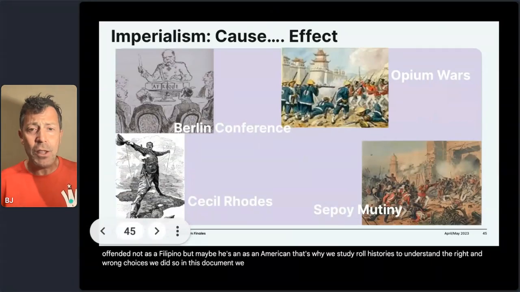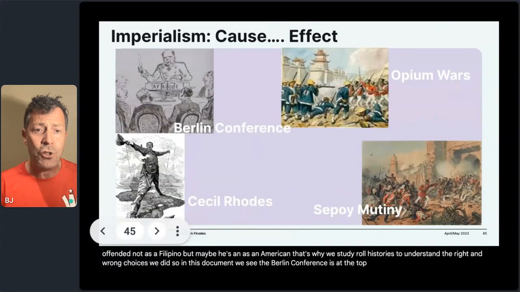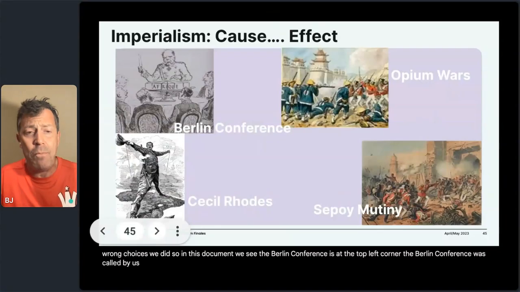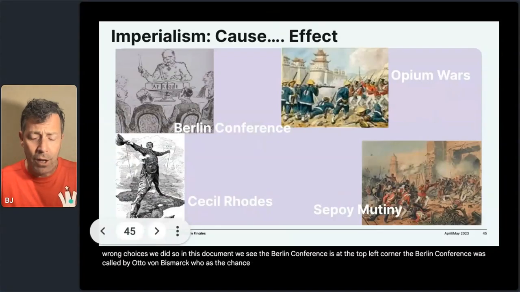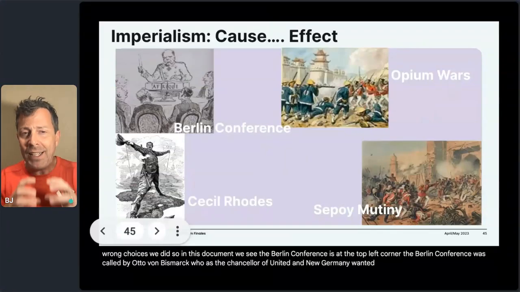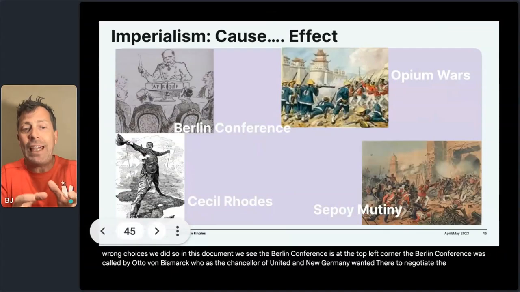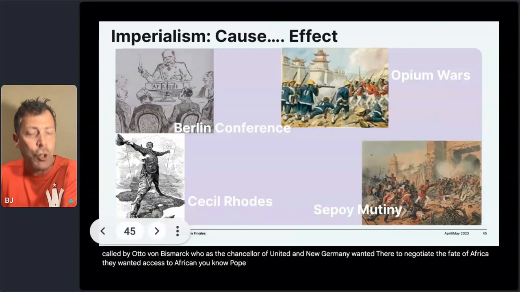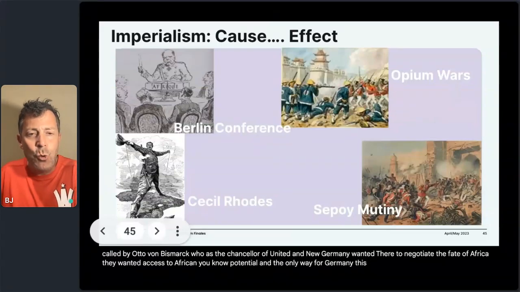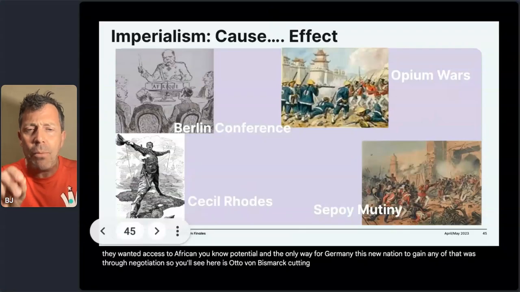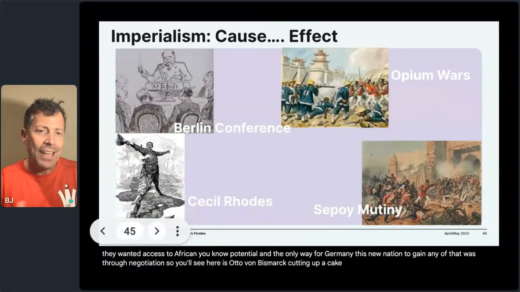So in this document, we see the Berlin Conference is at the top left corner. The Berlin Conference was called by Otto von Bismarck, who, as the chancellor of a united and new Germany, wanted to bring European states together to negotiate the fate of Africa. They wanted access to African potential. And the only way for Germany, this new nation, to gain any of that was through negotiation. So you'll see here is Otto von Bismarck cutting up a cake that states Africa.